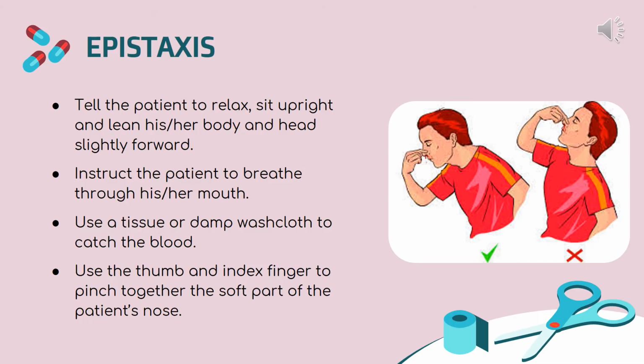So the first medical emergency that we have is epistaxis, or commonly known as nosebleed. First things first, you must tell the patient to relax, sit upright, and lean his or her body and head slightly forward. This will keep the blood from running down the patient's throat, which can cause nausea, vomiting, and diarrhea. Do not let the patient lay flat or put his or her head between his or her legs.